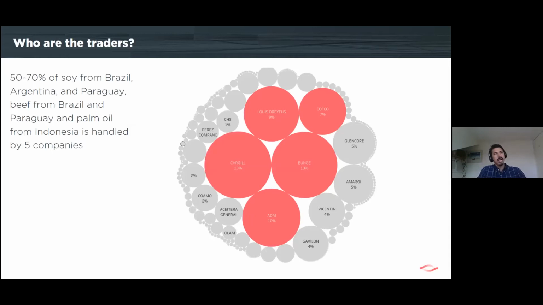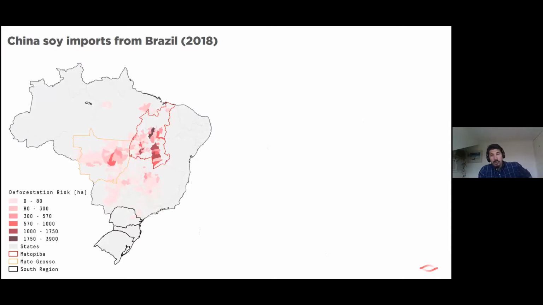Second, we can then understand what's the market share of those companies that are exporting commodities from these tropical regions to many consumer markets. So for example, there is a huge dominance. Only 5 companies in general account for 50% of soy exported from Brazil, Argentina, Paraguay, beef from Brazil and Paraguay, and palm oil from Indonesia. So the market's really dominated by a few companies. And in those contexts that I mentioned, 5 companies handled at least half of the exports from these countries to consumer markets. But then we can also do some more in-depth and interesting analysis.